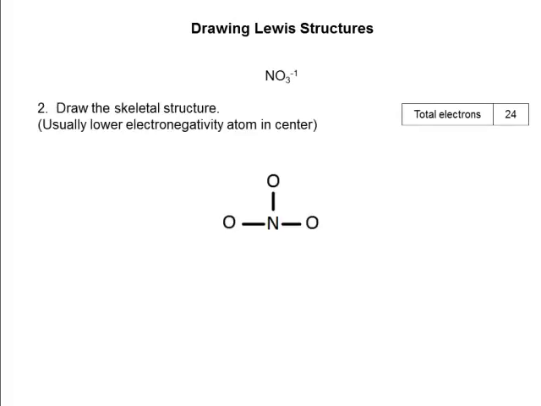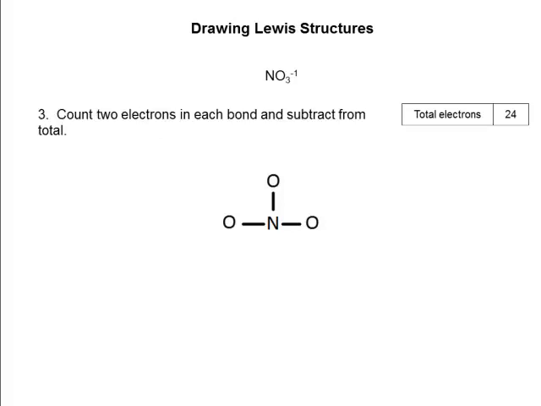Draw the skeletal structure. Nitrogen in the middle, single bonds to the 3 oxygens. 2 electrons per bond. We've got 3 bonds, so that's 6 electrons. I've got 18 electrons left.